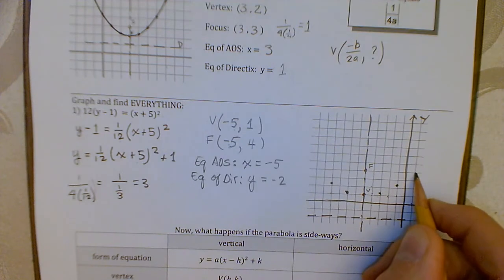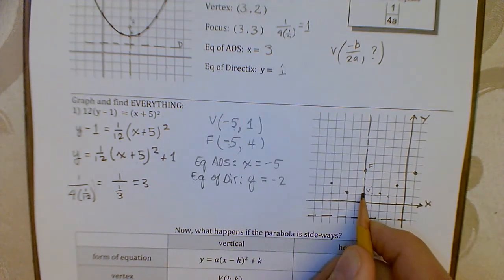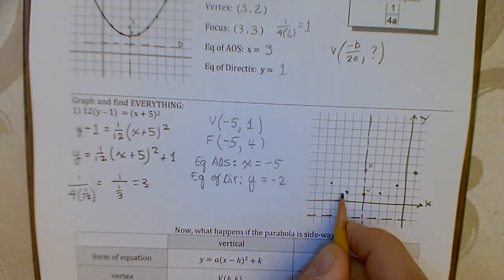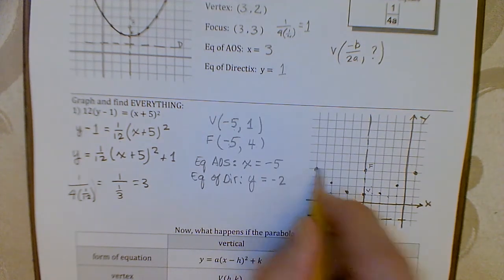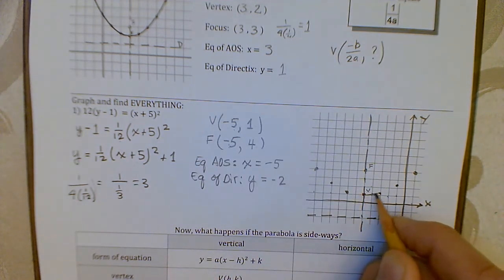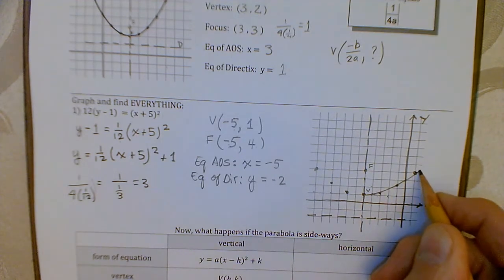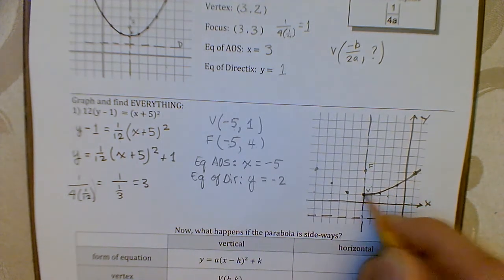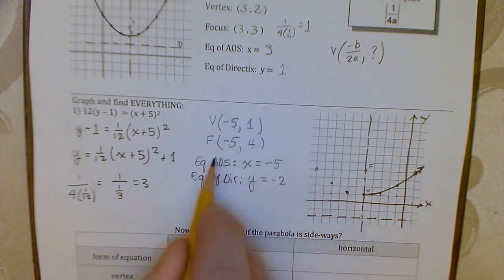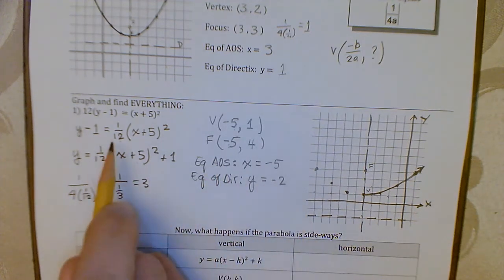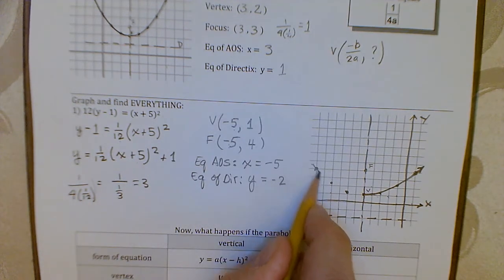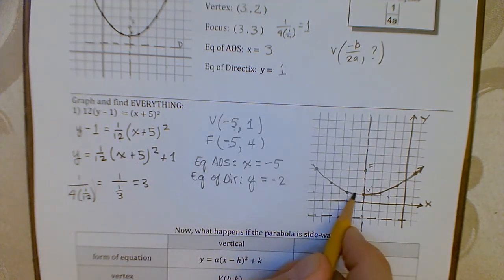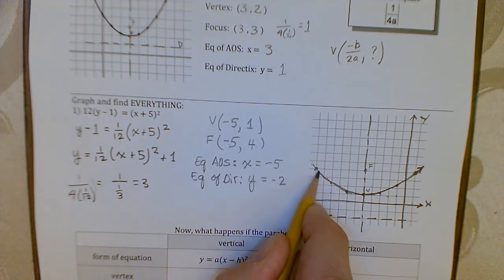Let's see, 1, 2, 3. So I'm about here. And the same thing in the other direction. 1, 2, 3, 4, 5, 6, up 3. I'm about here. Okay, so you can see it's harder to get those points plotted. Finding the vertex and the focus are nice when this thing is really small, but trying to graph some of these points is a little bit trickier because we're dealing with a bunch of fractions.